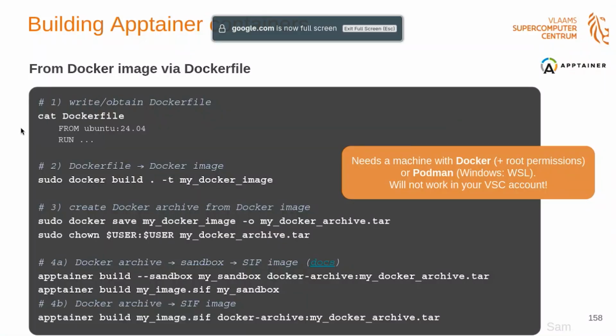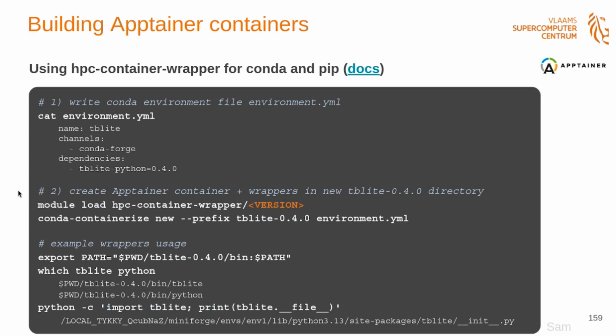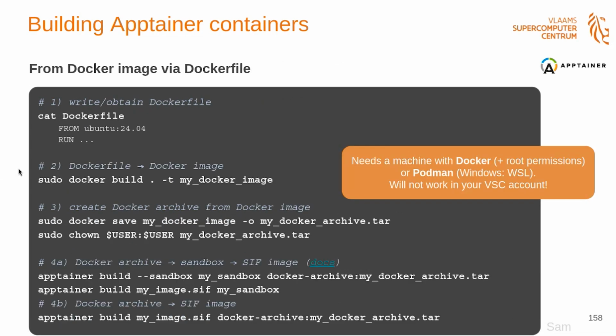So here are the instructions for how you can use the Docker image workflow. You have to first create your Docker file, then build your Docker image, then save it as a Docker archive file. Change, of course, the owner of this file because you made it as root. And then with Apptainer build, you can convert your Docker image to an Apptainer image if you want. I'm not going to show that, but if you're fluent with Docker and Docker files, then this is definitely a good way to work.